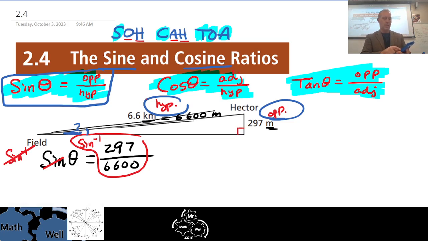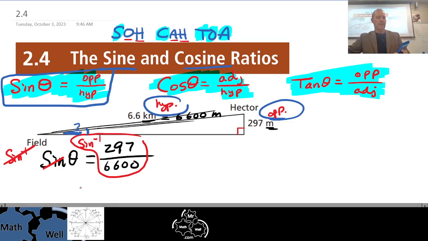That's what I'm going to do. 297 divided by 6600. So sine to the -1 of that ratio on my calculator. And you've got to make sure you're in degrees. If you have a big D on your screen, or DEG, make sure you have that, please. So I get theta equals 2.58, if I round it to second decimal place, and that would be in degrees. So about 2.5 degrees. That seems very, very small, doesn't it?